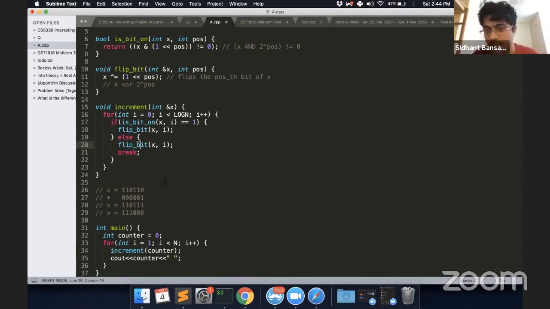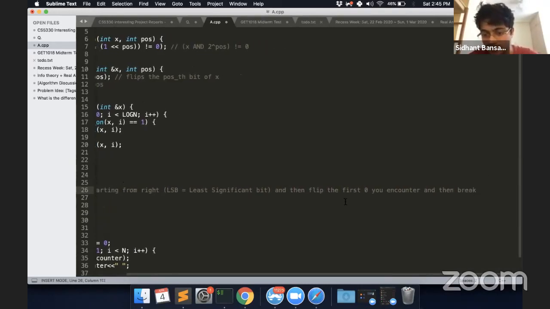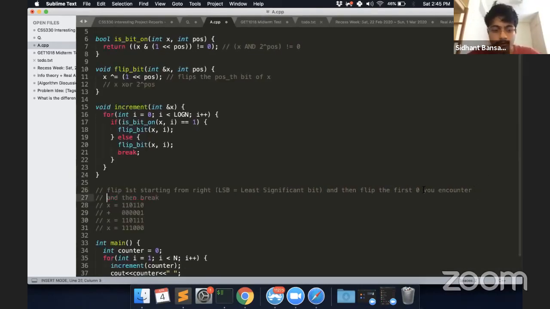Okay, everyone gets the plus 1 part, right? Like how plus 1 in base 2 works. You start from the right, you keep on flipping as many ones as you see, and then you flip the first 0 and you break. That's the idea. Flip ones starting from the right, by which I mean the least significant bit, and then flip the first 0 you encounter, then break. That's the idea.